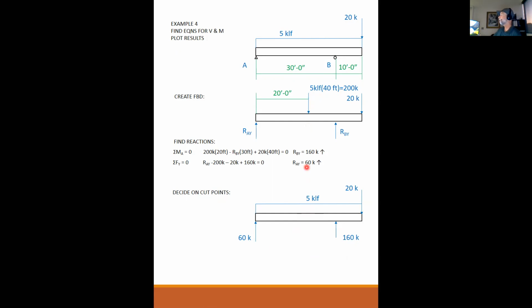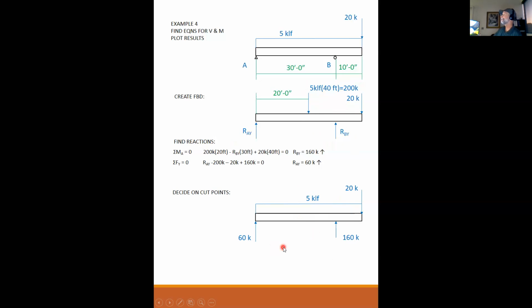If I put my resultant here, then I would have done a cut here, here, and here. That would have been totally wrong. So I can't reiterate this enough. You have to understand that this resultant is only good for finding your global reactions, and that's it. After you found your reactions, dump this thing. Don't go back to it. Go back to the real loading.